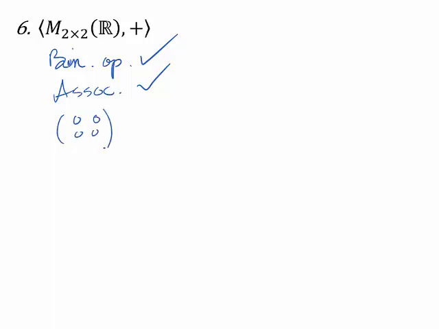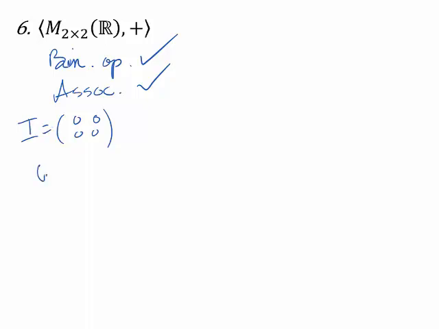Here's one you're familiar with. We have the 2 by 2 matrices with real number entries under the operation of addition. Well, certainly you can add any two matrices and get another one, so we know that it is a binary operation. Yes, it is associative. And by the way, you can always use the fact that matrix multiplication and matrix addition are associative. You don't have to prove that. We do have an additive identity. The zero matrix, 0, 0, 0, 0, is the identity.